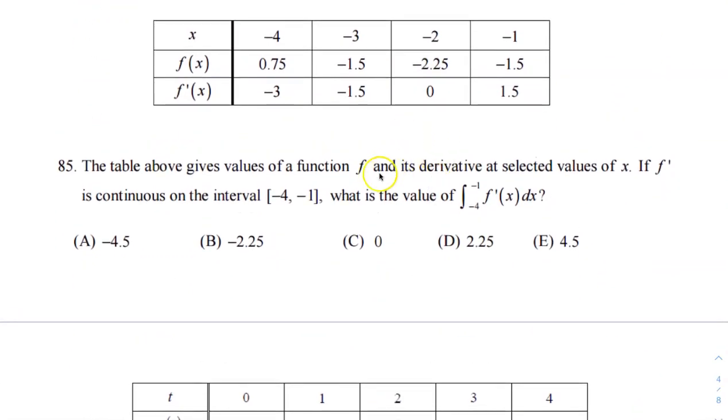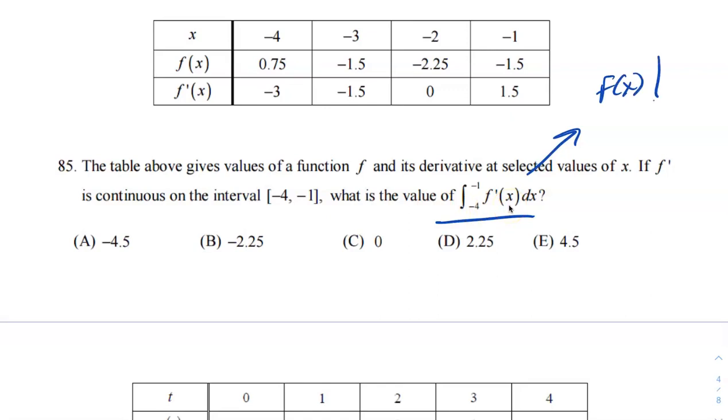The table gives values of the function f and its derivative at selected values of x. So here's f, and here's f prime of x. If f prime is continuous on the interval from -4 to -1, what is the value of the integral from -4 to -1 of f prime dx? So it's continuous, that's great, so that means we can integrate this. How do you integrate this? What's the integral of f prime? The integral of f prime is just f.